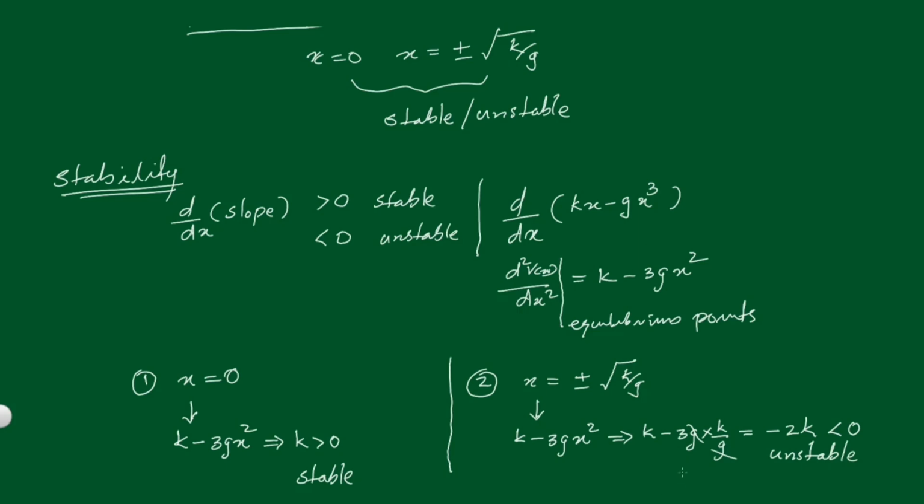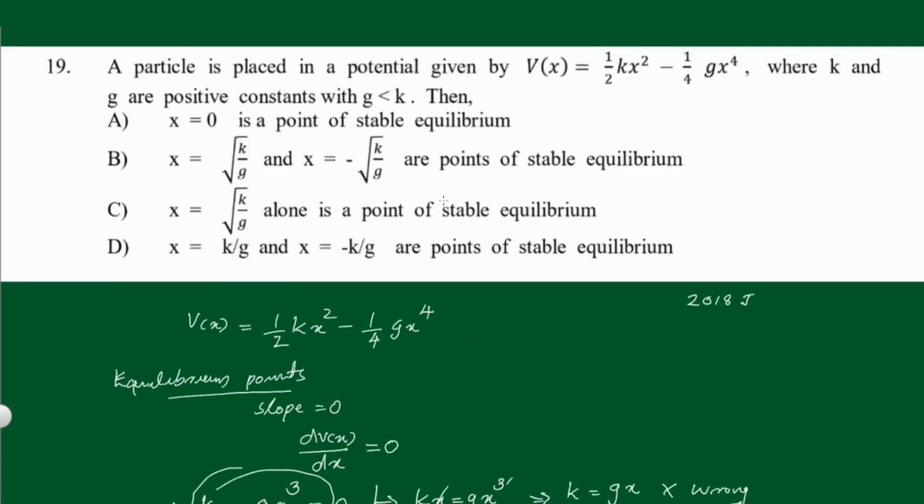Now you can go back to your question and answer. So now check the options. We have seen that x equal to 0 is a point of stable equilibrium. And option B is x equal to root k by g and x equal to minus root k by g. These are not the points of equilibrium. The points of equilibrium are x equal to root k by g and x equal to 0.